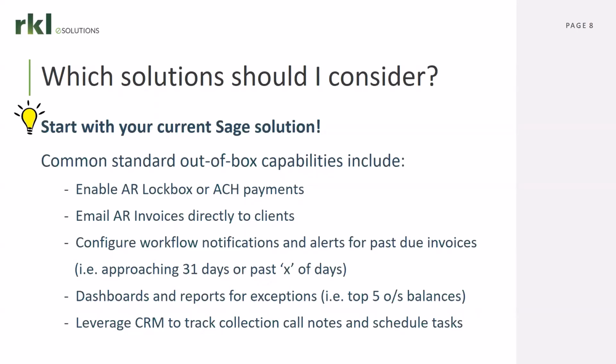Some of the standard features that we see that Sage delivers across its portfolio are enabling the AR lockbox or ACH payment function. AR lockbox means payments directly sent to a bank. That bank then processes the cash receipts. The bank obviously deposits the funds for you and then sends an export file that you can import and match in your Sage AR cash receipts applications. Again, that's a pretty standard feature that comes with the products.